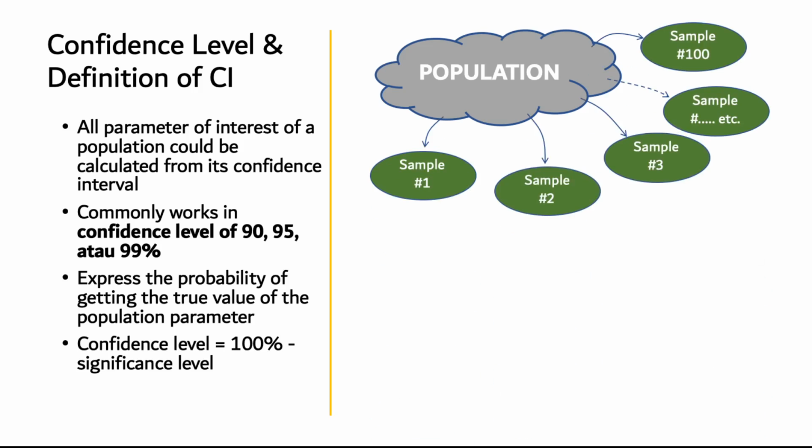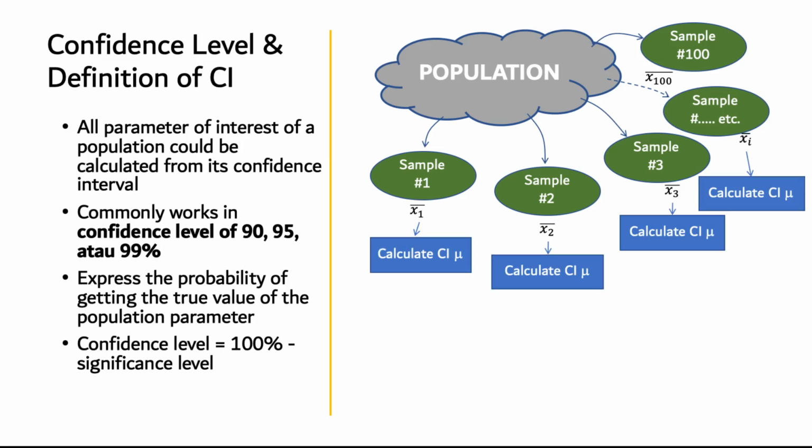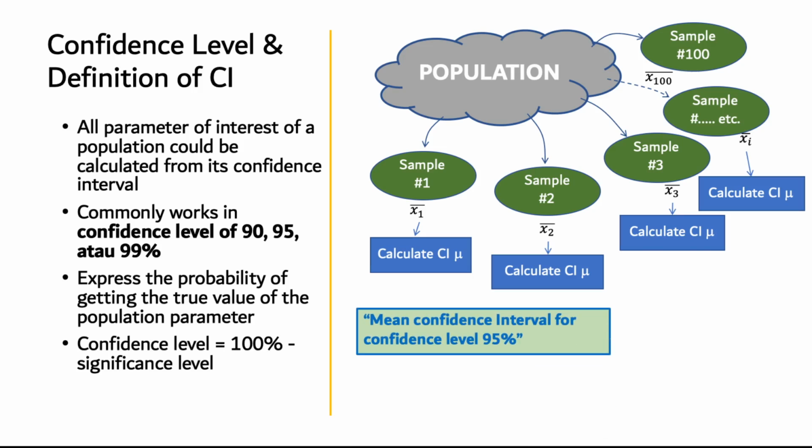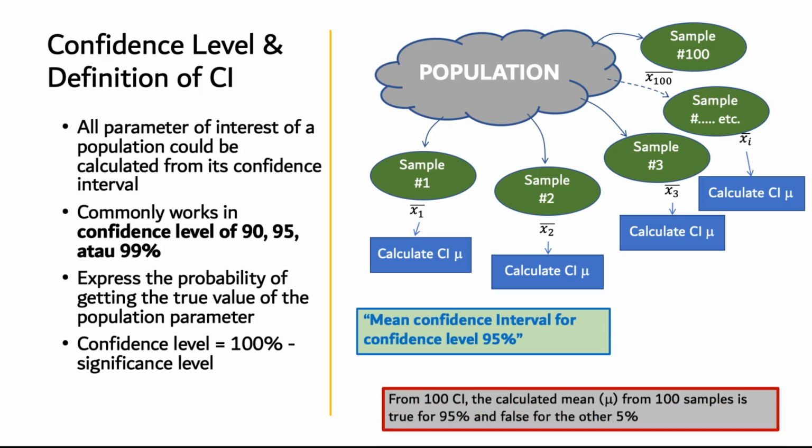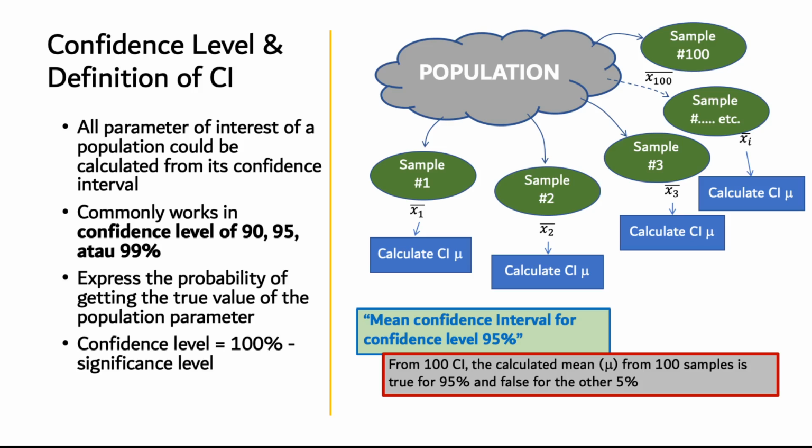The figure on the right illustrates the interpretation of the mean confidence interval. Suppose we randomly take 100 samples of uniform size n from a population. Then we calculate the mean value of each sample. The mean of each sample is then used to estimate the confidence interval for the population mean. So we get 100 confidence intervals.